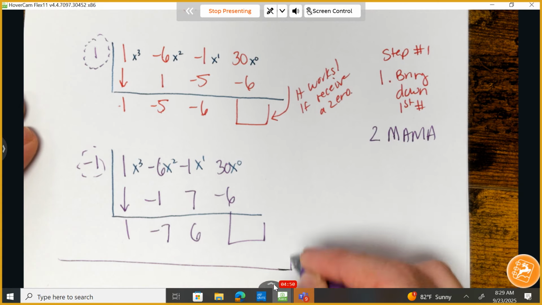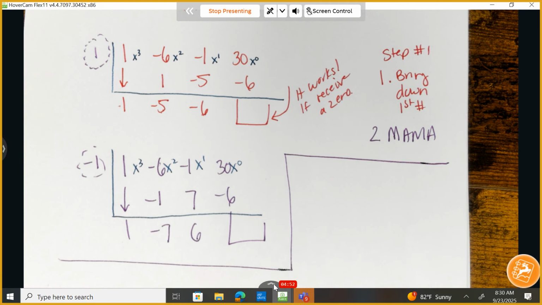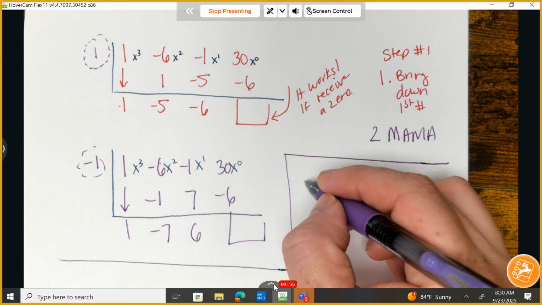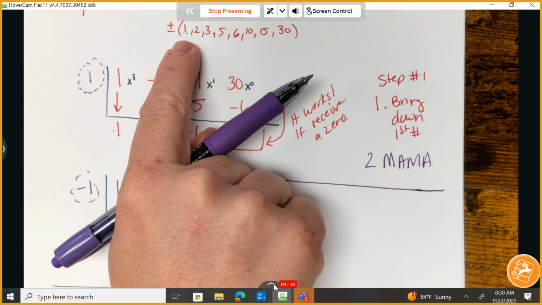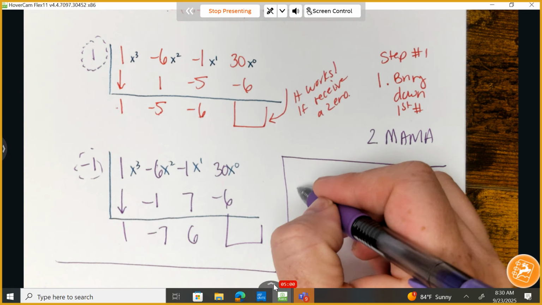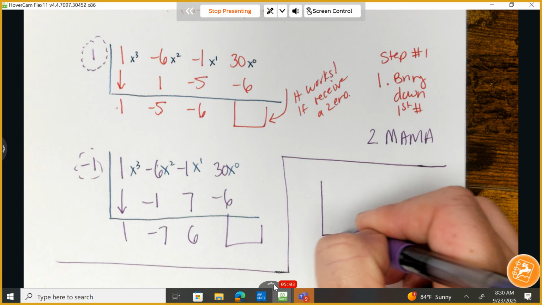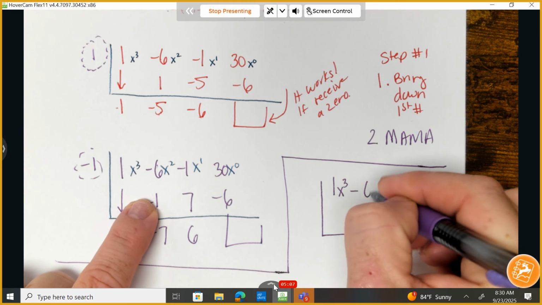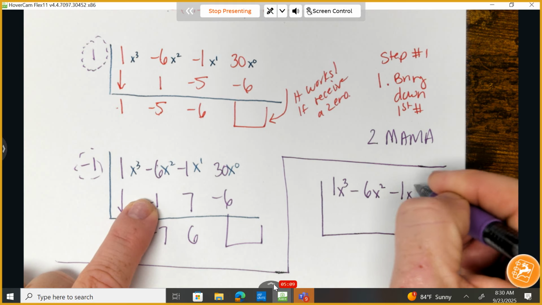I'm going to give myself a little bit of space here. I will be using a whiteboard next just to save myself time. You can do the same as you do today's work. Okay, so I've tested 1 and negative 1. They don't work. Let's test 2. So I'm making that upside down division box, and I'm writing the same things inside each time until I find one that works.